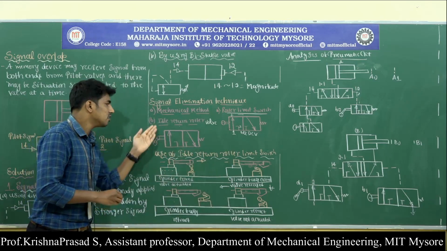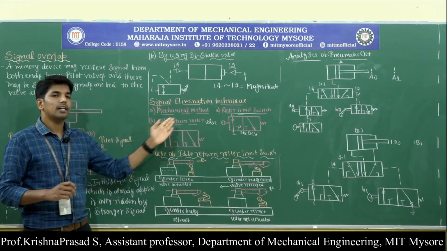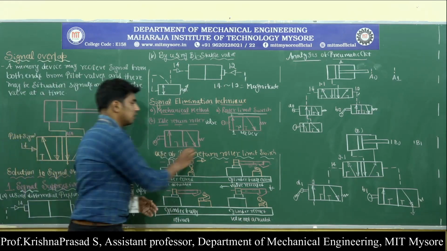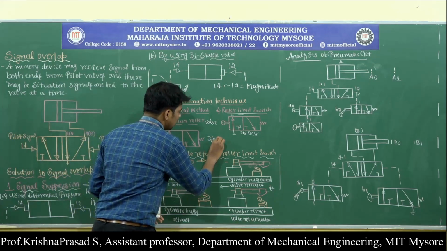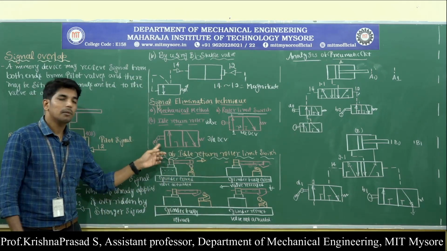So then what happens in case of the idle return roller valve? In case of the idle return roller valve, it is also a 3/2 direction control valve, which is fitted to the idle roller mechanism.